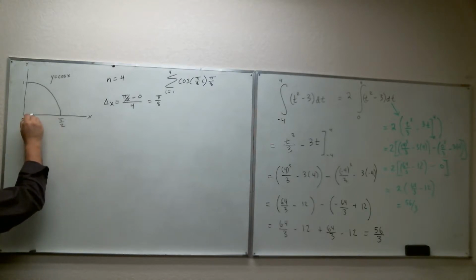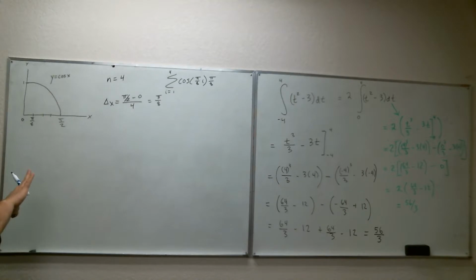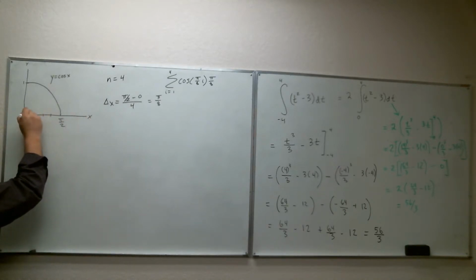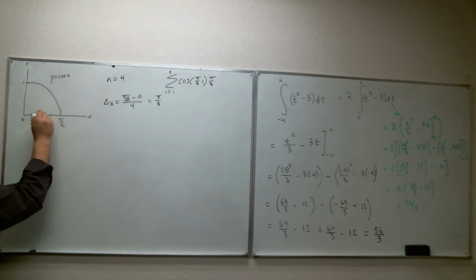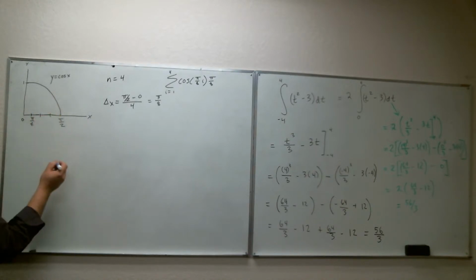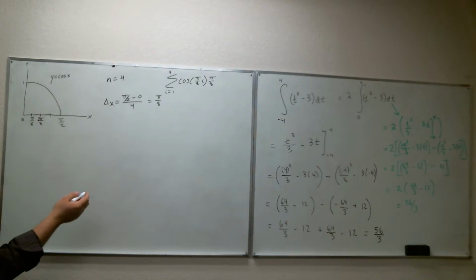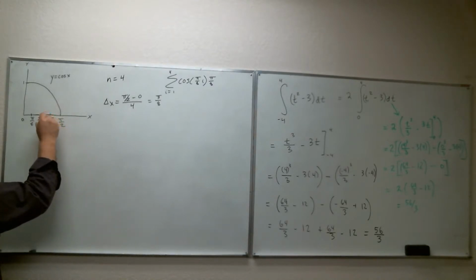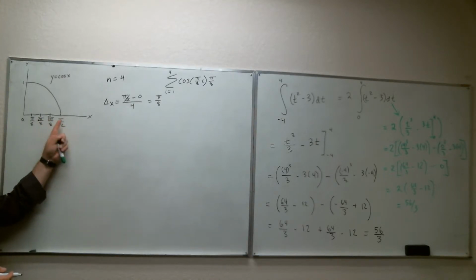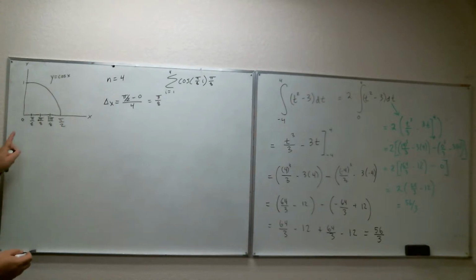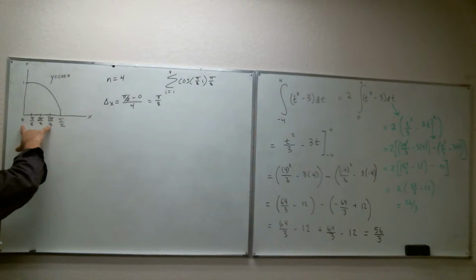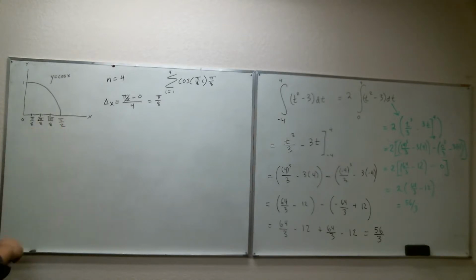So let's go ahead and draw those. Pi over 8, pi over 8, pi over 8. Let's label these points. If that's pi over 8, and then we go another pi over 8, pi over 8 plus pi over 8 is 2 pi over 8, also known as pi over 4. Add another pi over 8, and you have 3 pi over 8. Add another pi over 8, and you have 4 pi over 8, also known as pi over 2. So there are our 4 endpoints of our rectangles. We'll use the left-hand endpoints for the upper sum, and then the right-hand endpoints for the lower sum.